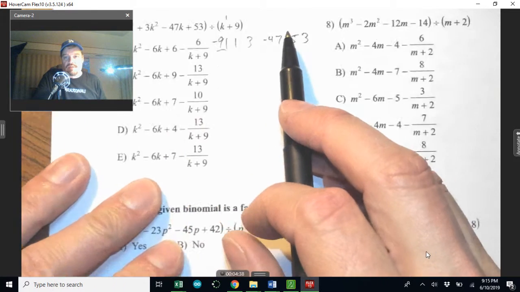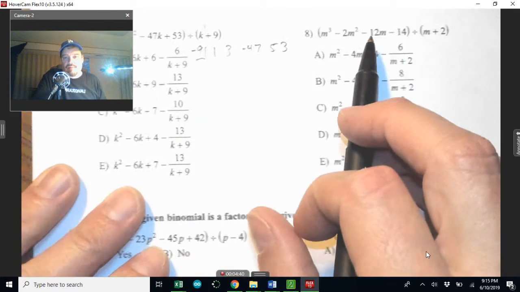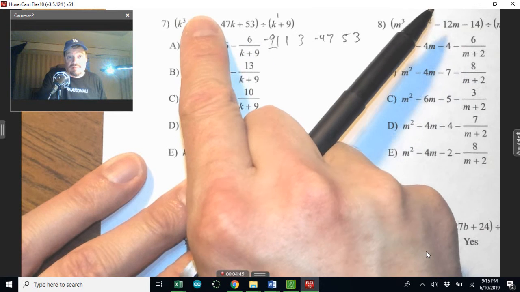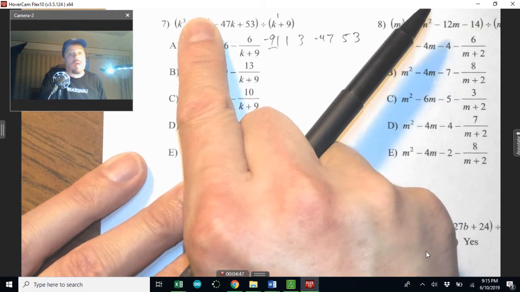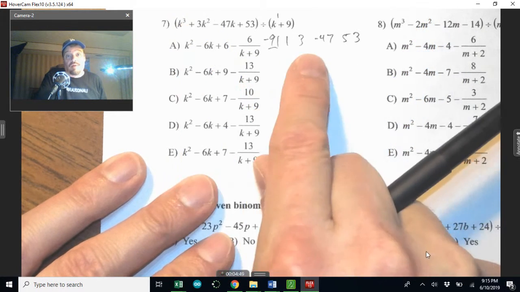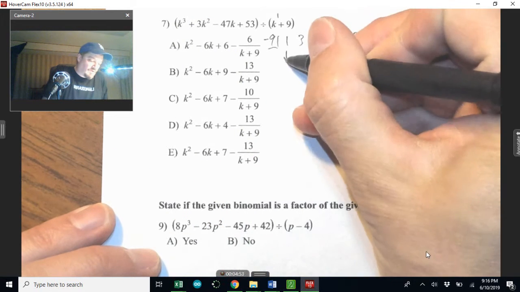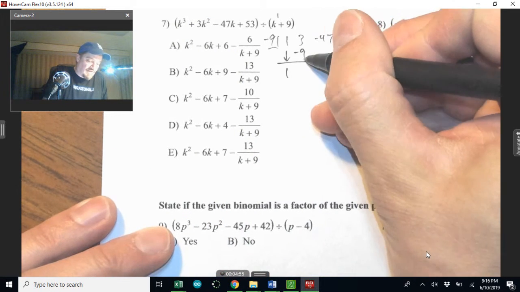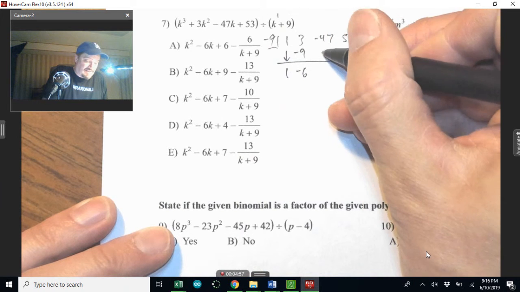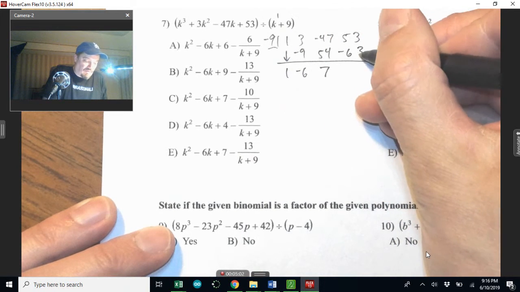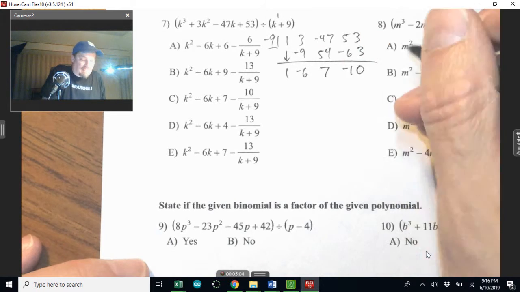There's no omissions. Just like in number 8, that's going to be the same thing. If you are missing one of those terms, all right, like let's say that was missing and you just had a k to the third, minus 47k, we will have to put a 0 there, but that's not easy to spot all the time. All right. So synthetic division, 1, -9. That will be negative 6, that will be 54, that will be 7, and then that will be negative 63. So then that ends up being negative 10.